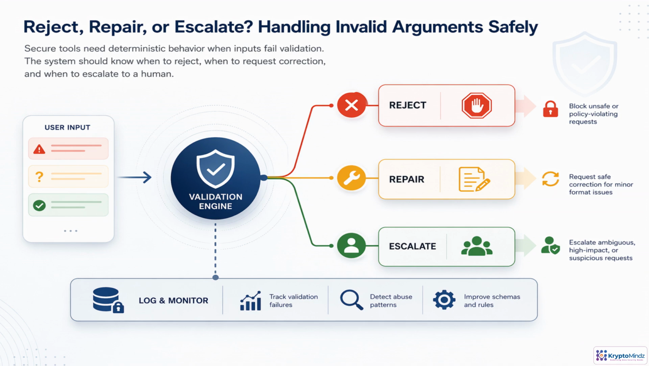When validation fails, the tool should follow a fixed decision path, not improvise. If the request is dangerous or violates policy, reject it completely and execute nothing. If the problem is only a minor format issue, allow repair only when the correction is safe, deterministic, and low risk. If the intent is ambiguous, the action is high impact, or the pattern looks suspicious, escalate to a human reviewer. Log every failure as well. Those logs help detect abuse, tune schemas, and make future validation rules stronger.